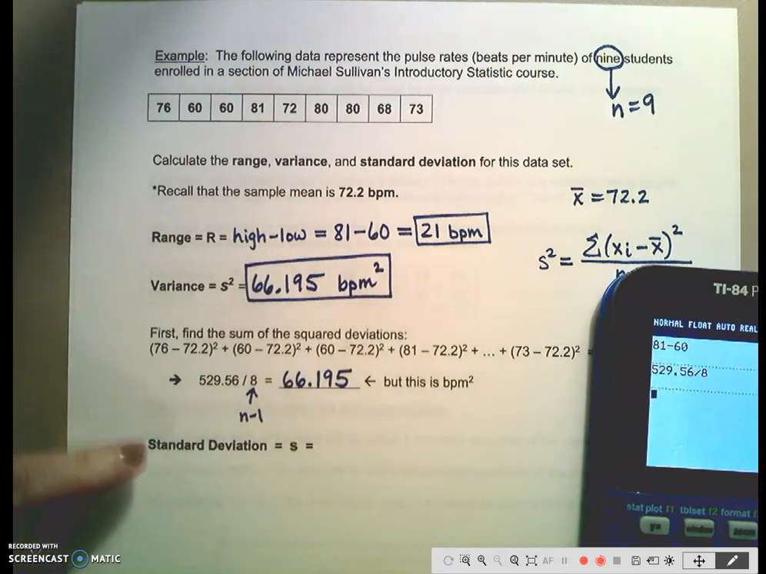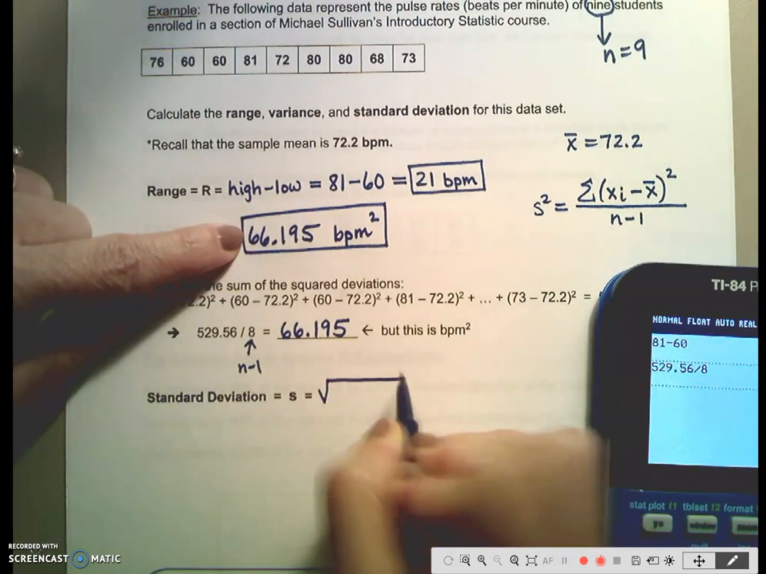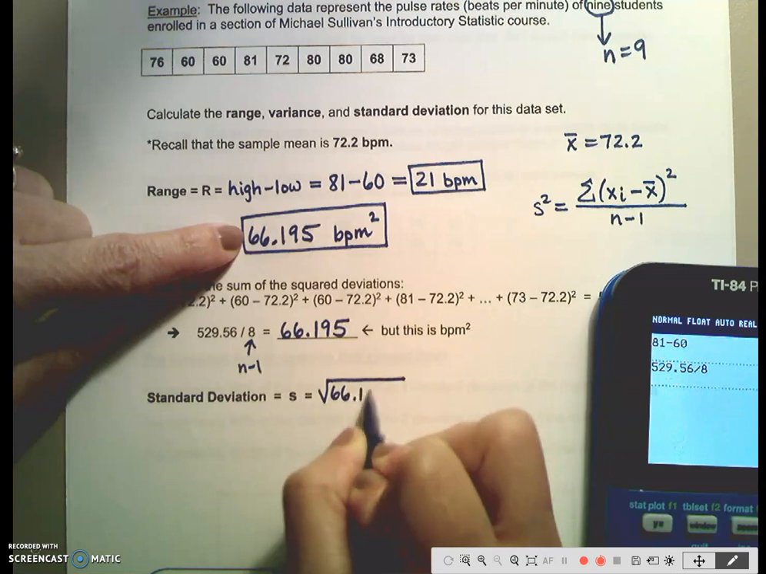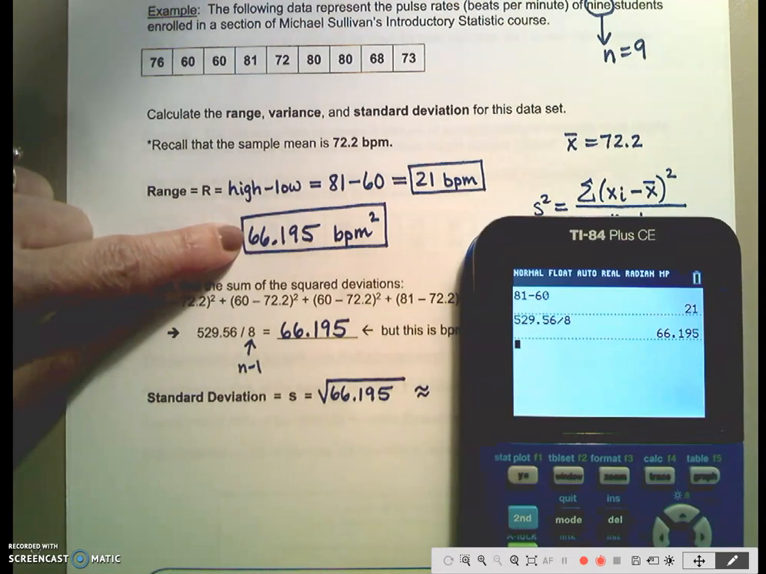So what I'd really like to do is keep talking about beats per minute. So I'm going to square root this answer here. That's why I kept all the decimals. And let's see what we get.